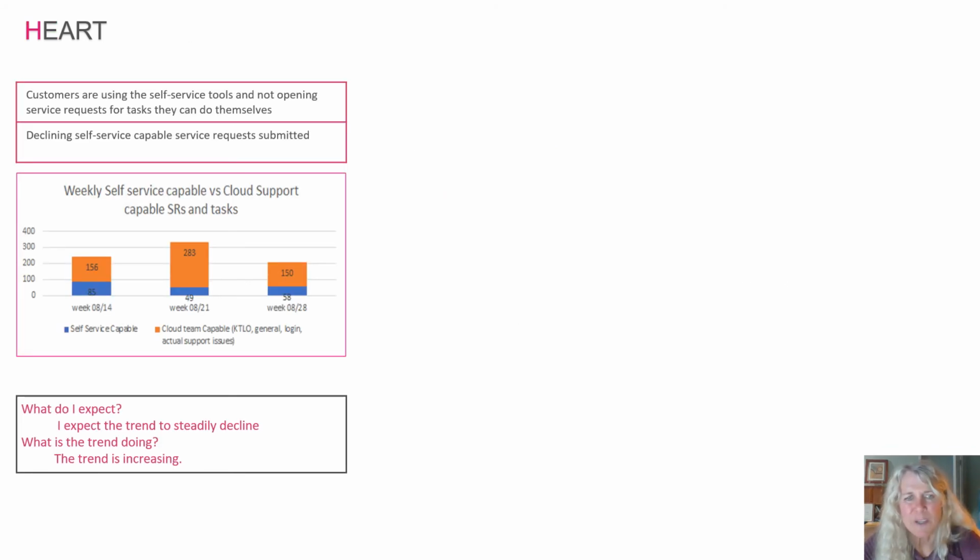So in this case, take a look at their trend, and they ask themselves the question, what do I expect it to be doing? And the answer here is I expect the trend to steadily decrease, right? Because they're out there taking actions to make sure that people understand what self-service tools are available to them.